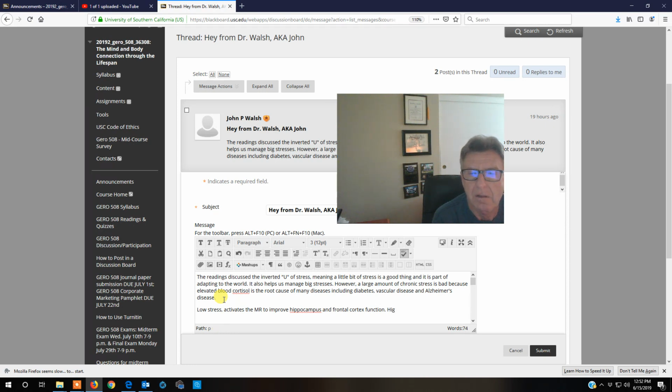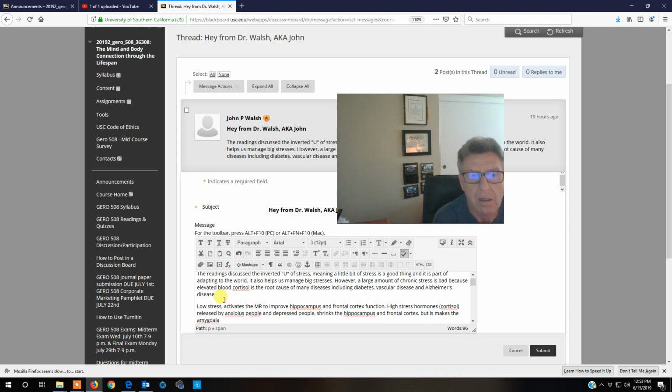High stress hormones, cortisol, released by anxious people and depressed people, shrinks the hippocampus and frontal cortex. But it makes the amygdala bigger.